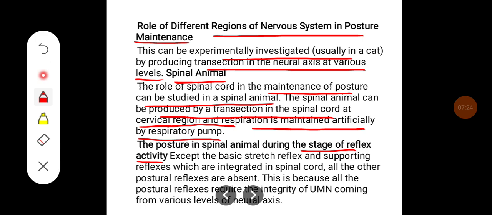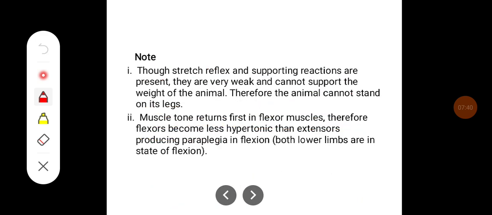Except the basic stretch reflex and supporting reflexes, which are integrated in the spinal cord, all other postural reflexes are absent. This is because all postural reflexes require integrity of upper motor neurons coming from various levels of the neural axis. Though stretch reflex and supporting reactions are present, they are very weak and cannot support the weight of the animal. Therefore, the animal cannot stand on its legs.